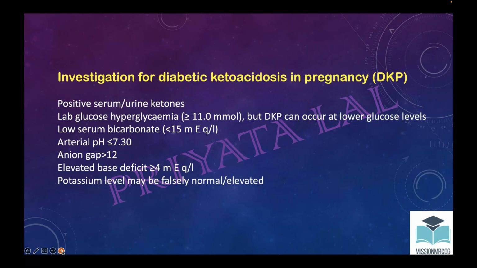Hyperglycemia may be there, like more than 11, but sometimes it can occur at lower glucose levels also. Low bicarbonate level, arterial pH would be less, anion gap would be more, base deficit will be less than or equal to 4, and potassium level may be falsely normal or elevated.